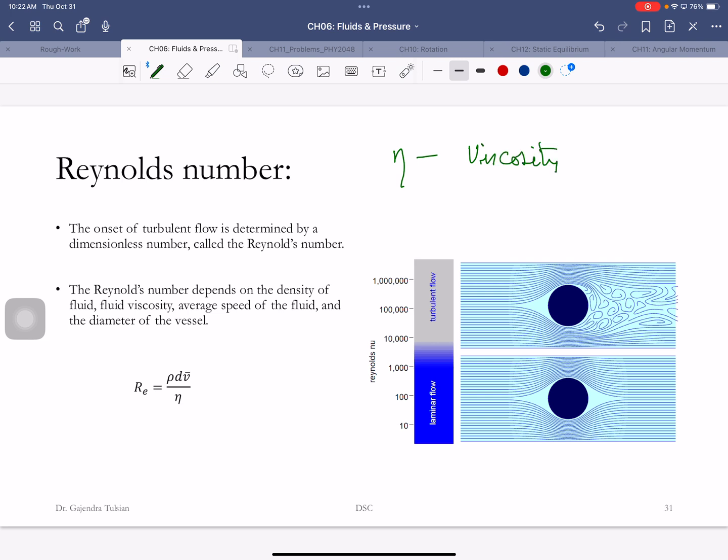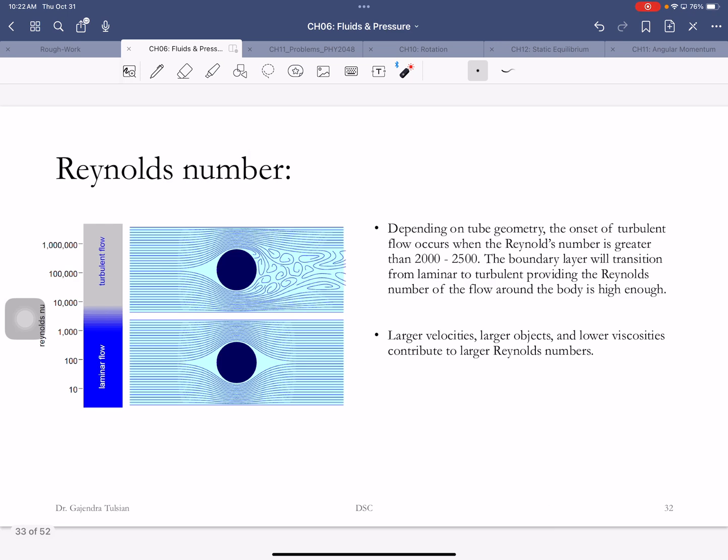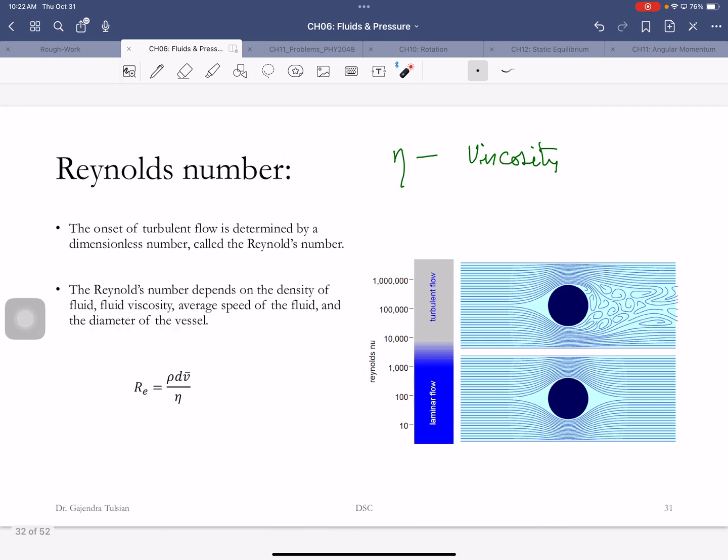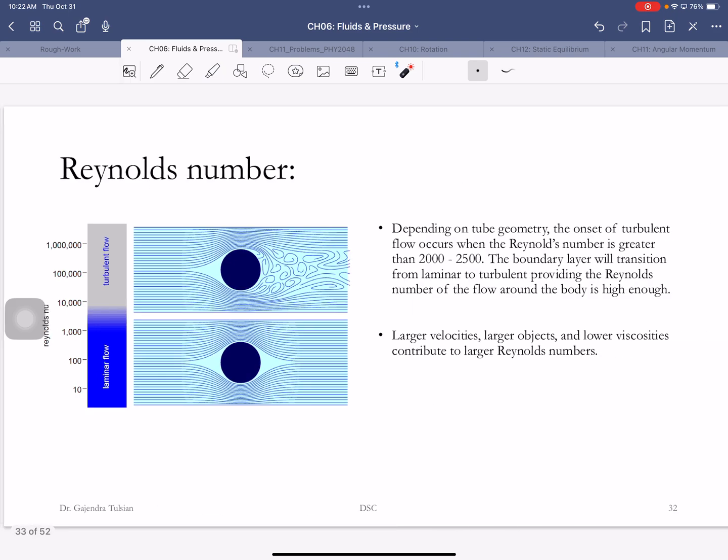What this Reynolds number shows you is that turbulence sets in around 2500. Depending on the tube geometry, the onset of turbulent flow occurs when the Reynolds number is greater than about 2500. So the Reynolds number depends on diameter, velocity, and viscosity.